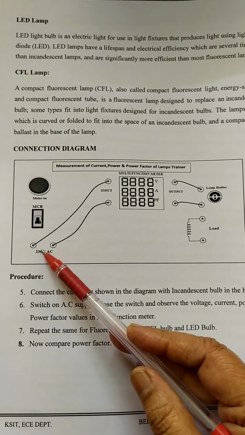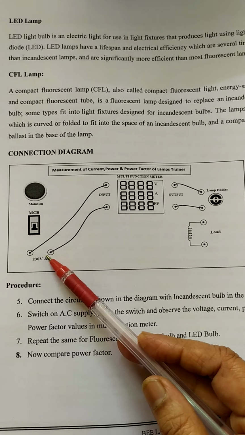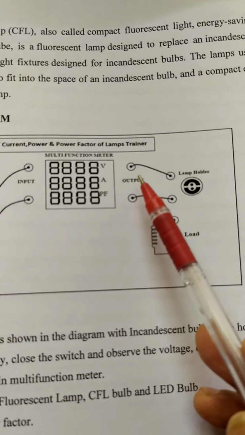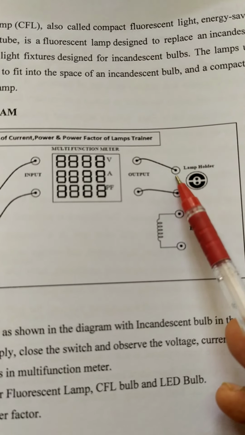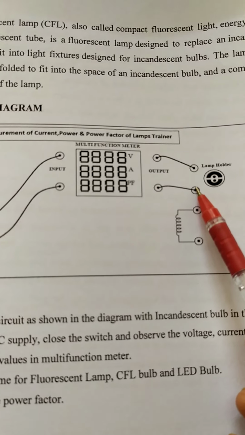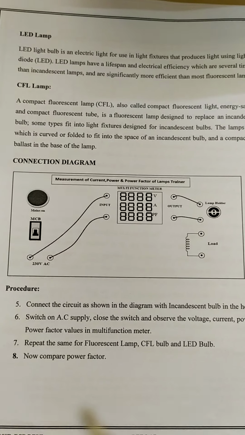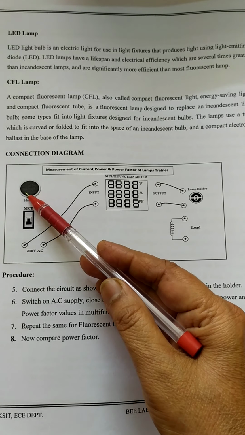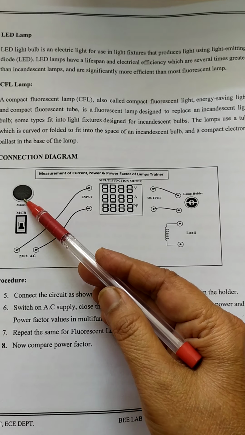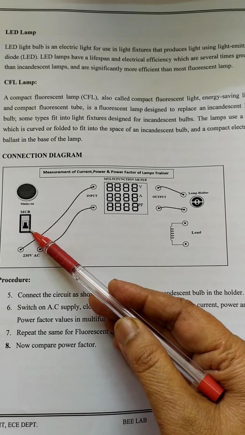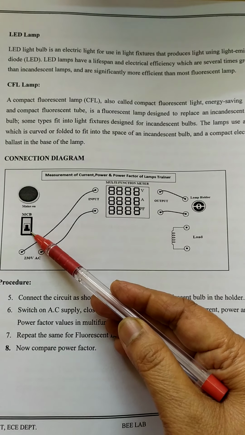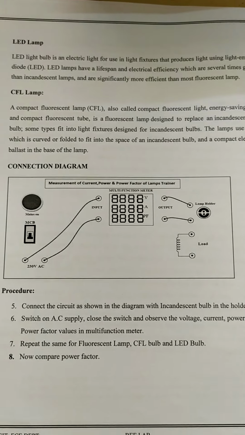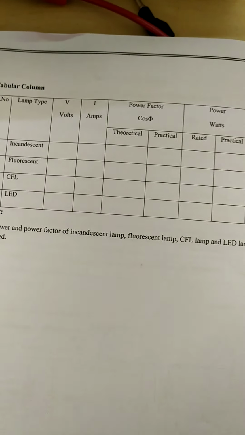And here what do we have? These are the supply terminals which are connected to the input terminals. And these are the output terminals which are connected to the lamp holder. So this is the module connection diagram, and this is the indicator which indicates the on condition of the module, and this is the MCB which switches on the module. So this is the connection diagram we are using, and the tabular column is like this.